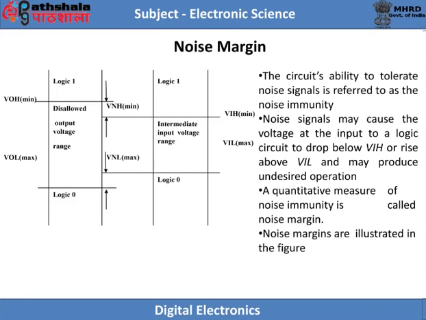Noise margin. Noise margin is related to the ability of the logic gate at the input to accept or reject the signal at logic 1 or logic 0. This is termed as noise immunity. Noise immunity of a logic circuit refers to the circuit's ability to tolerate the noise voltages on its inputs. A quantitative measure of noise immunity is called noise margin. They are defined by VNH and VNL.